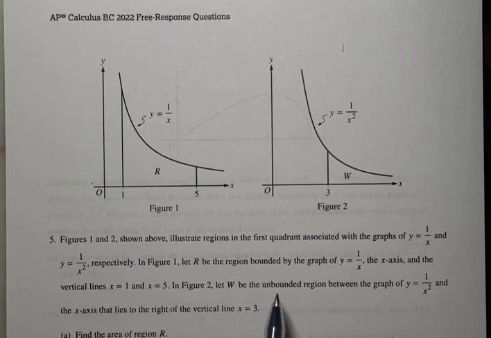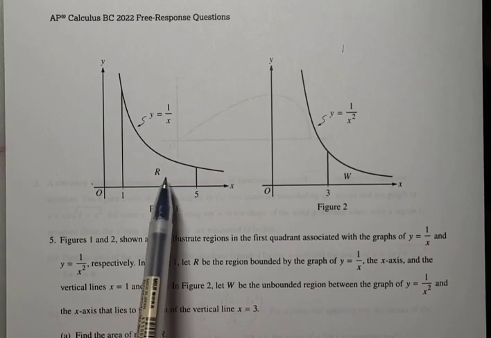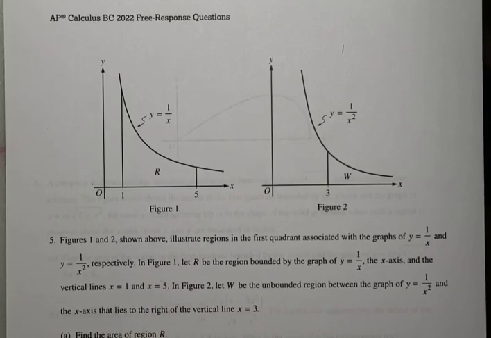Figure 2, let W be the unbounded region between the graphs of y equals 1 over x squared, the x-axis, that lies to the right of the vertical line x is equal to 3. Find the area of region R. Okay, so this is just area under the curve, which is integral.